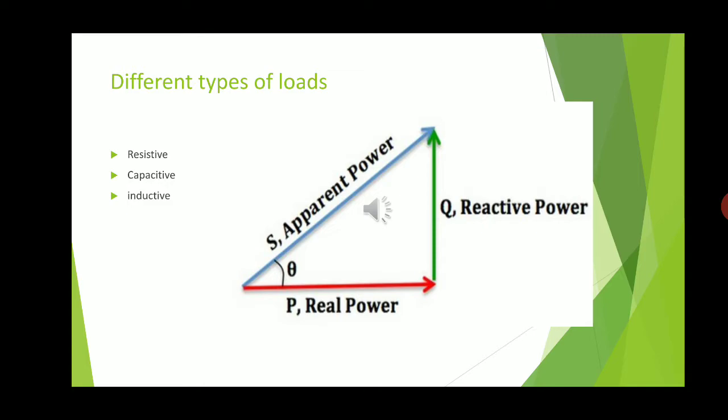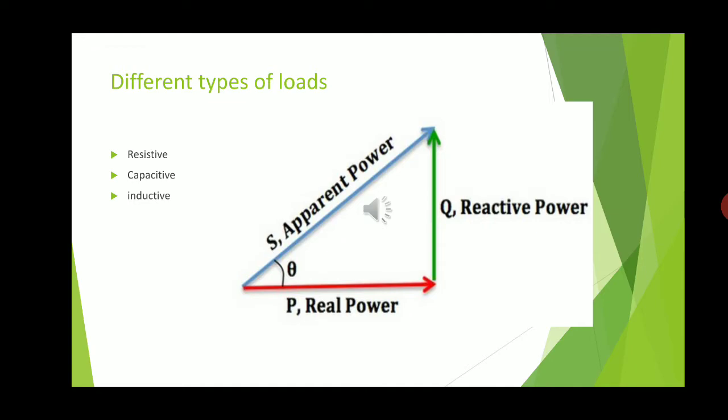Now if we look at capacitive and inductive, the question arises about the theta. In capacitive, the current phasor is leading, but the maximum value of cos theta is equal to 1, when cos 0 is equal to 1. That means theta is equal to 0. That is in resistive. So maximum power factor is always for a resistive load.